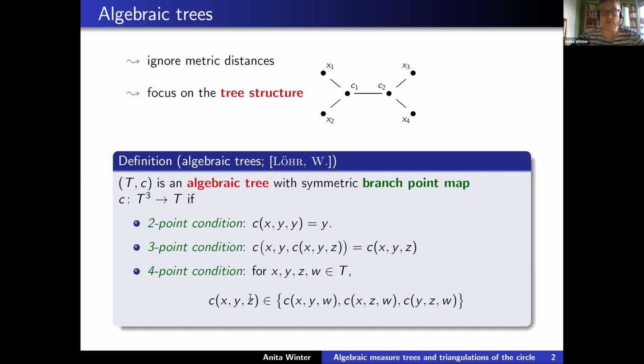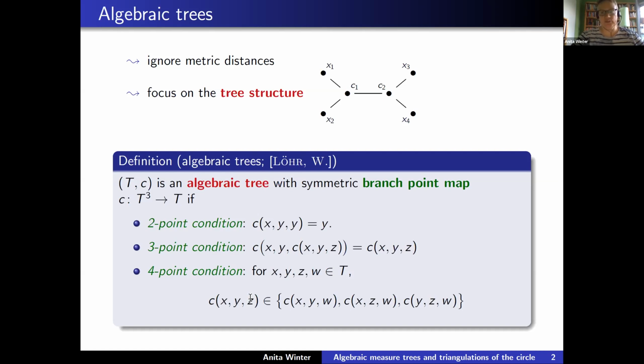A so-called 2-point condition: whenever I have given 3 points, which are actually only 2 because at least 2 of them are the same, then the branch point must be the point which appears double in the 3-point set. Then there is the 3-point condition, which is actually just a projective property saying that if I'm given 3 points, say x, y, and z, and I have already evaluated the branch point, and I now want to use this branch point and try to create new branch points, then I must fail, because the branch point of 2 points, say x and y, together with this branch point, gives me back the branch point.